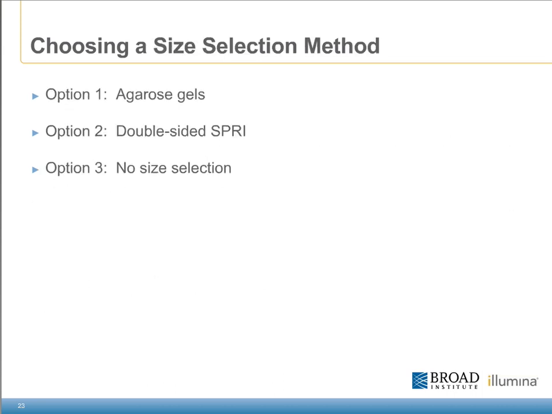So once you figured out what your insert size is going to be, next you have to figure out how you want to get there. So here at the Broad, we basically have three options for size selection that we choose from. Option one is your regular old Agarose Gels, which I'll talk about some of the conditions we have for that. Option two is something we call double-sided SPRI, which I'll go through, utilizing those properties of SPRI that allow you to bind preferential sizes. And then option three is no size selection at all, which if you have a tight shearing, you don't really need it for a lot of projects. And I'll go through all three of these.